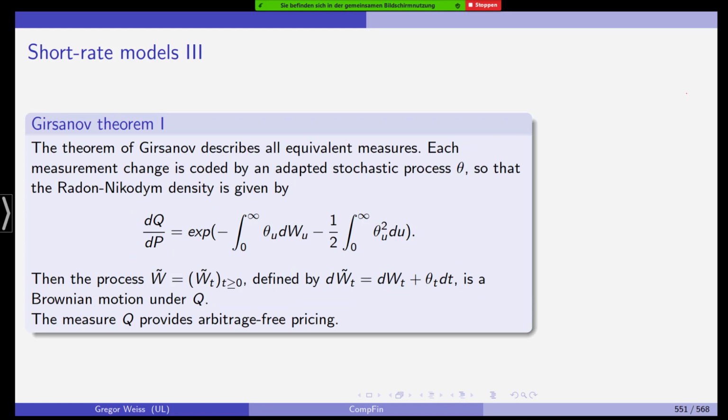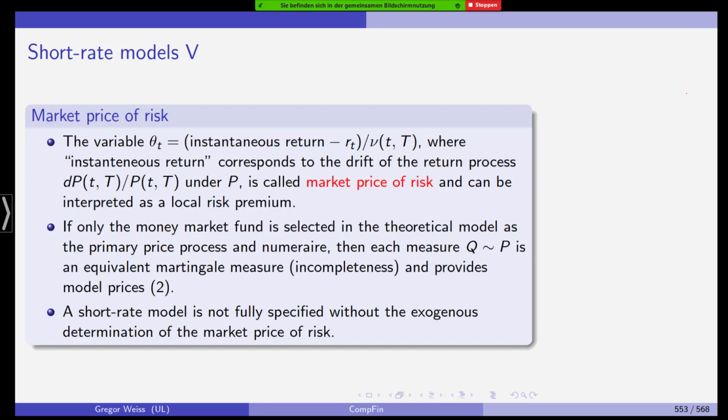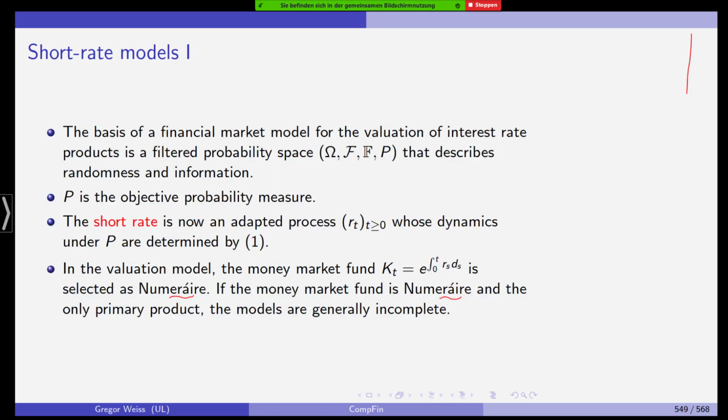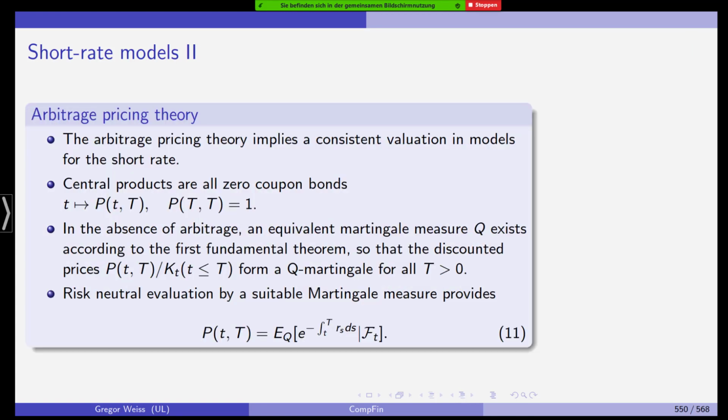Now, it continues with the Girsanov theory. As you can see, this gets rather complicated. I would say we can leave this out here. I think it suffices to see that you take the money market fund, you use it as a numeraire. This is done all the time in financial mathematics. You then have to show that the discounted prices form a Q martingale, and then you can actually calculate the consistent arbitrage-free prices for any risky assets.